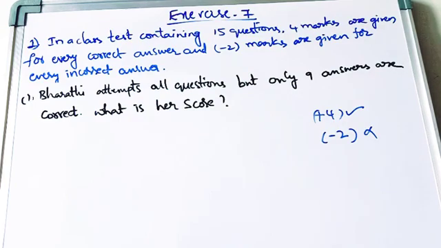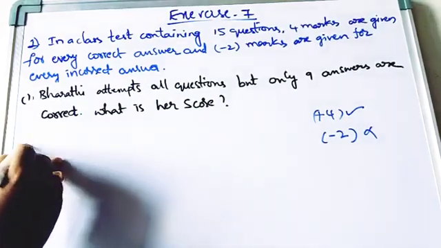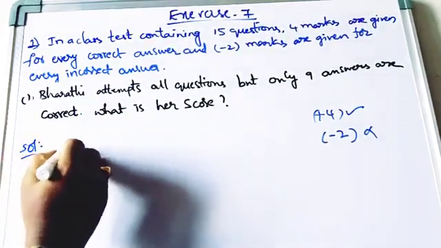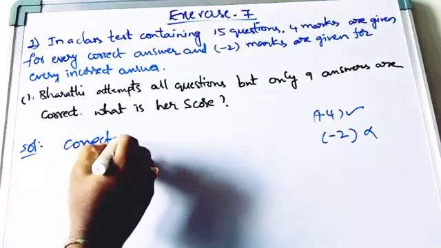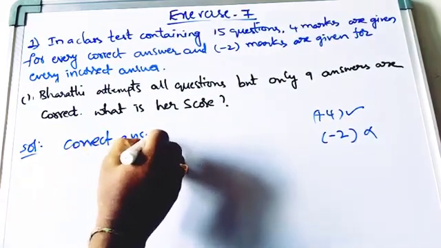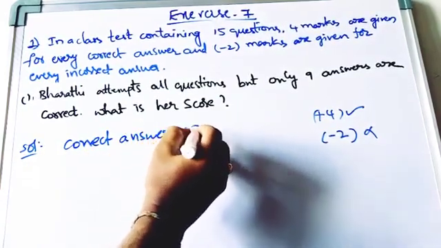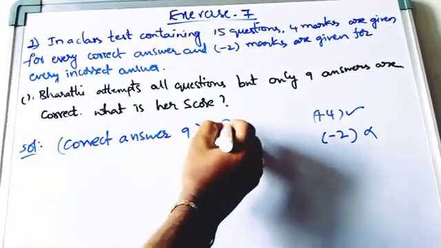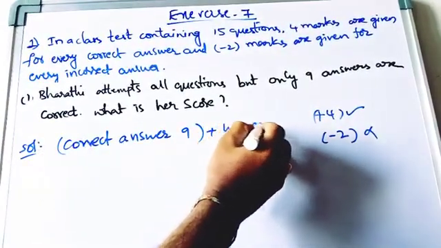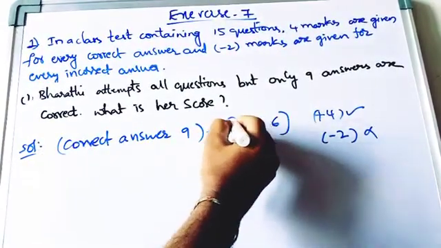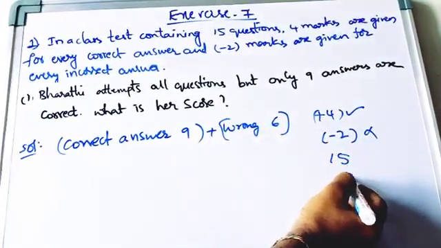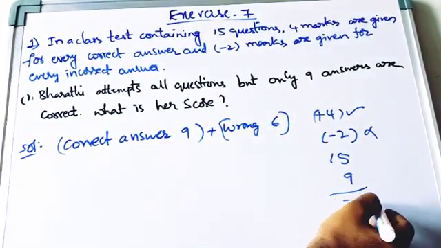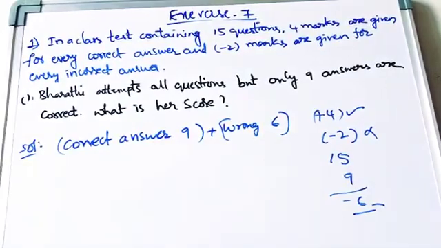So out of 15 questions she attempted all the 15 questions, but out of 15 questions she got only 9 correct. So for this you need to solve like this. Correct answers, she did 9 correct answers, and 6 wrong answers. Why? Because out of 15 questions 9 are correct. So if you subtract, the other 6 are wrong questions.